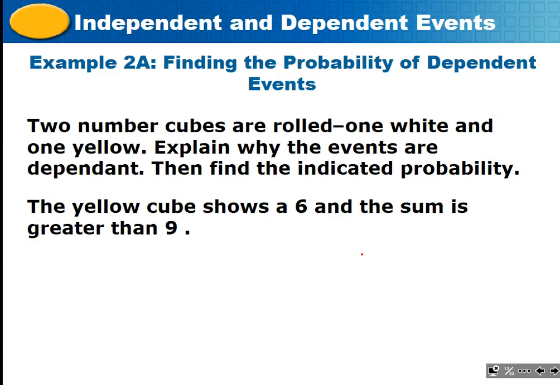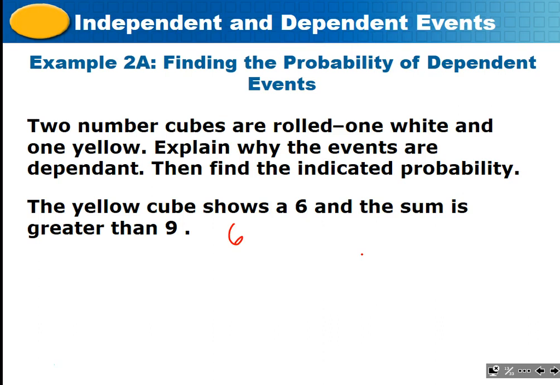So 2 number cubes are rolled. One is white and one is yellow. We're going to talk about why these are dependent in just a second, but it says then find the indicated probability. The yellow cube shows a 6. So that means one of my cubes has a 6.